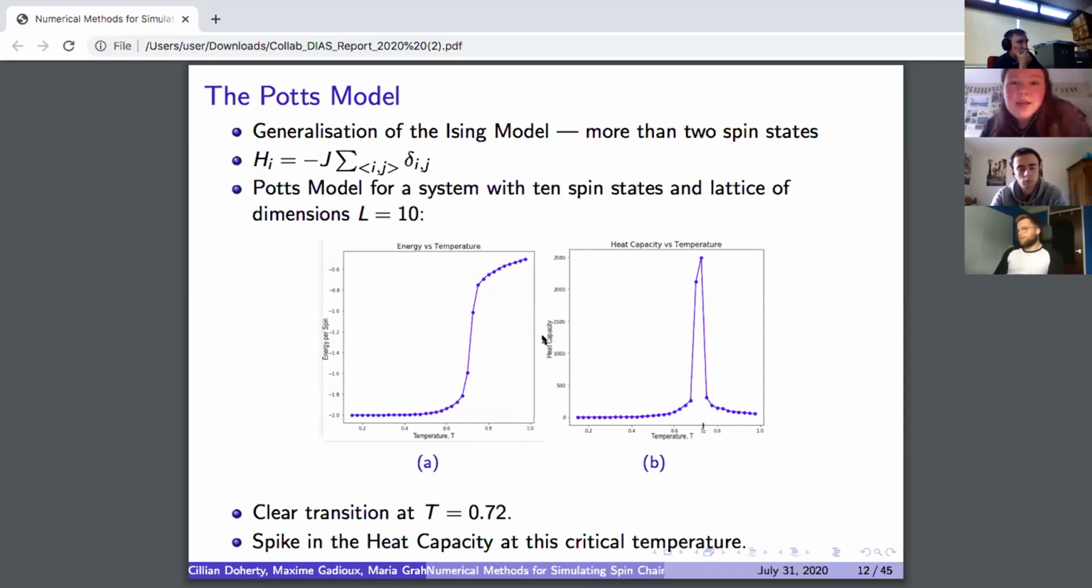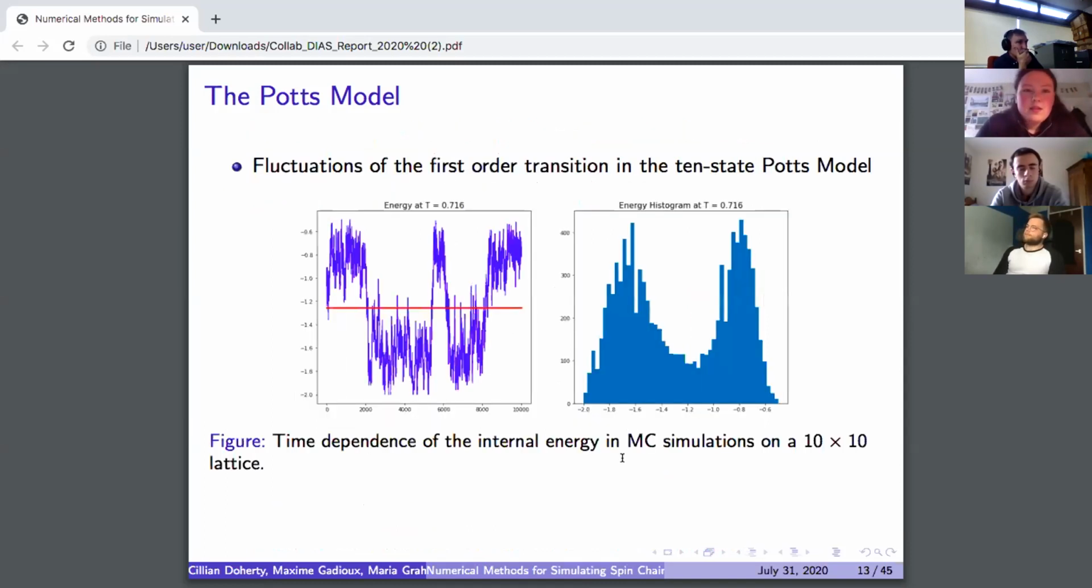And then this is the heat capacity versus the temperature. So there's a spike at this critical temperature. And then this graph here shows the time dependence of the internal energy on this lattice. So you can see there's fluctuations of the first order transition in the 10 states Potts model. So this further confirms our claim that a first order transition occurs at this temperature.